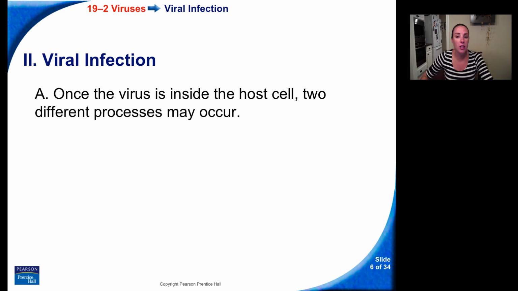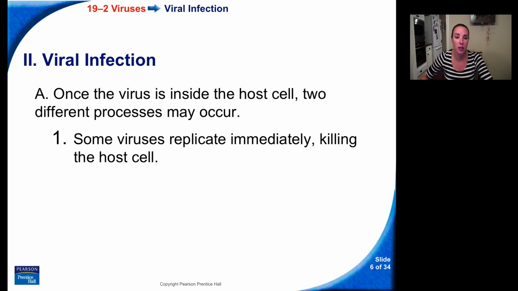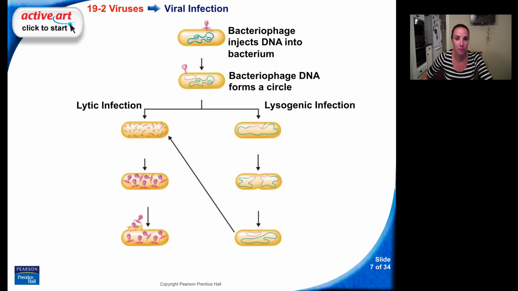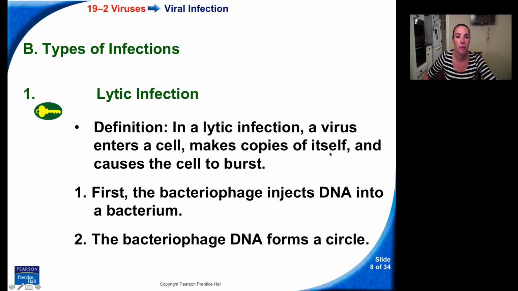Once the virus is inside the host cell, two different processes may occur. Some viruses replicate immediately, killing the host cell. Others replicate but do not kill the host cell immediately. So a bacteriophage injects DNA into a bacteria, in this case. It lands on the cell and injects its DNA into the cell. And two things can happen, a lytic infection or a lysogenic infection, and we're going to go over each. So the first is the lytic infection.